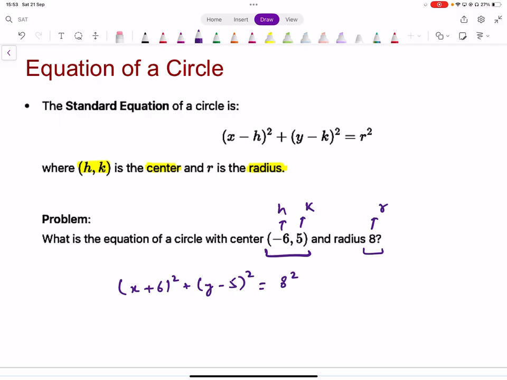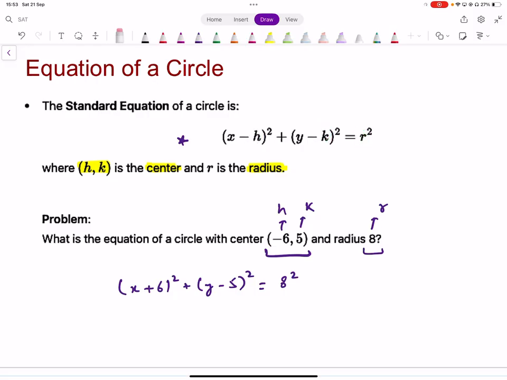Is that okay? You need to memorize this form. (x minus h) whole squared plus (y minus k) whole squared equals r squared. Sometimes you write a in place of h or b in place of k as well. It doesn't matter, you can use any letters. These are the coordinates of the center, and this is the radius. Okay?